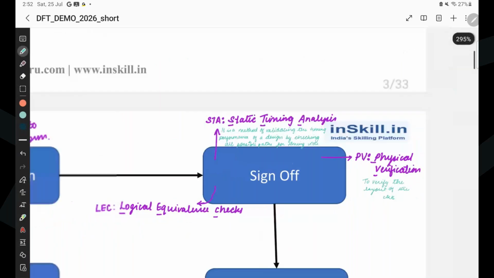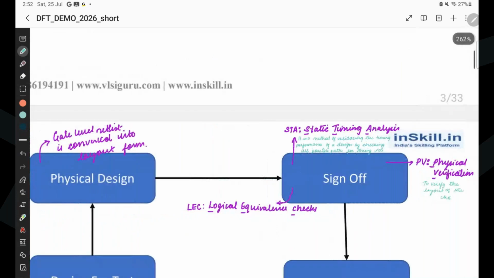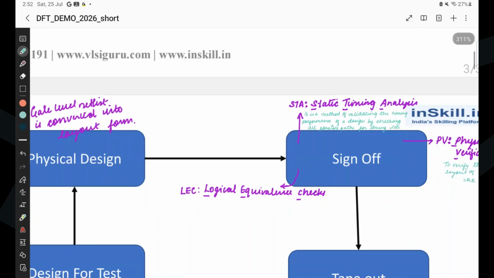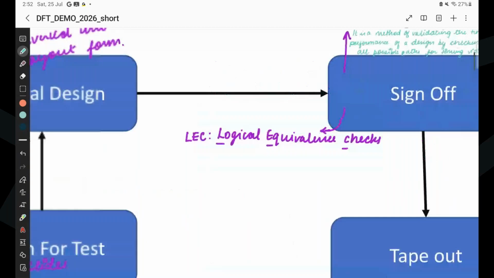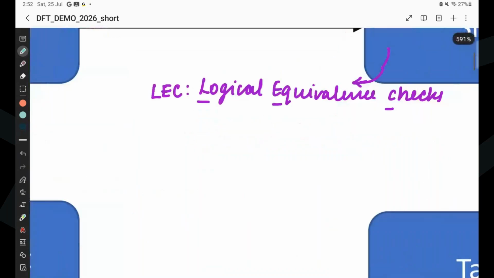Okay. And then LEC stands for logical equivalence check. Why it is done is, our design undergoes a lot of changes in each stage, as you have observed in that ASIC flow slide.